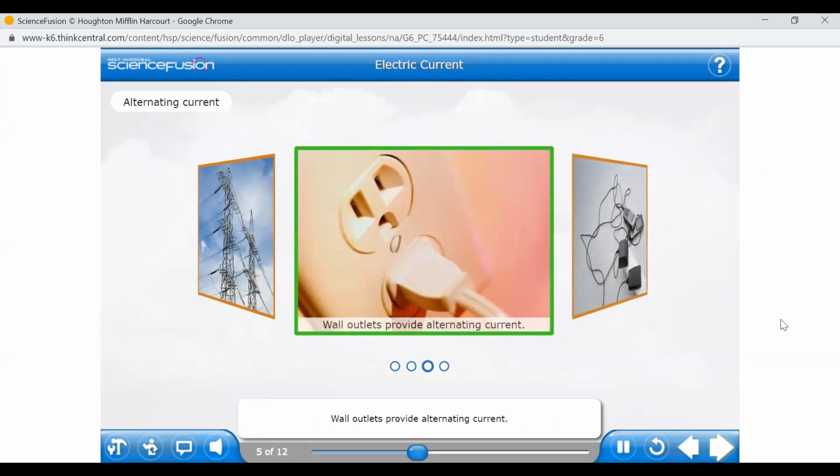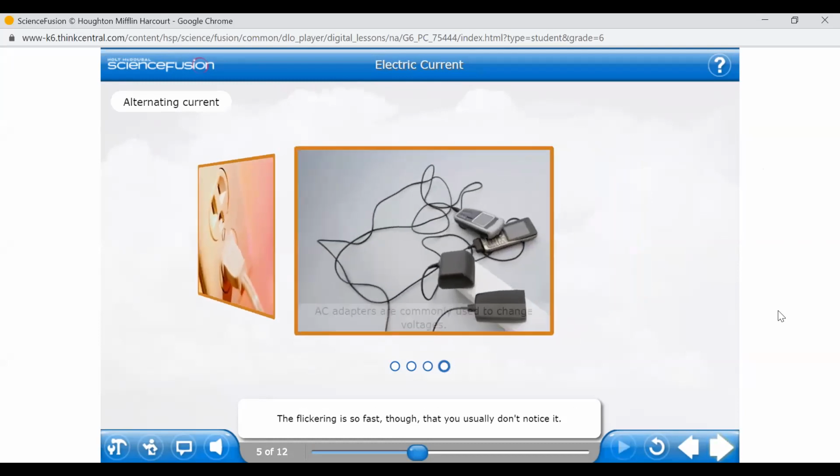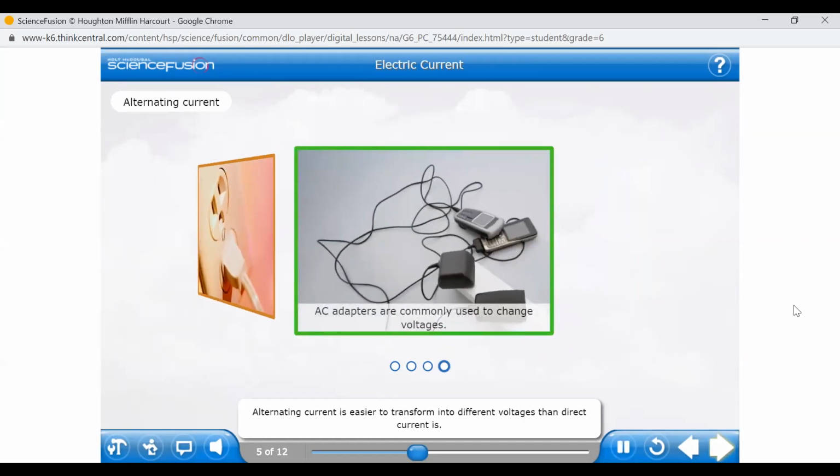Wall outlets provide alternating current. When this energy is used to power a fluorescent light bulb, the light is actually flickering off and on. The flickering is so fast, though, that you usually don't notice it. Alternating current is easier to transform into different voltages than direct current is.